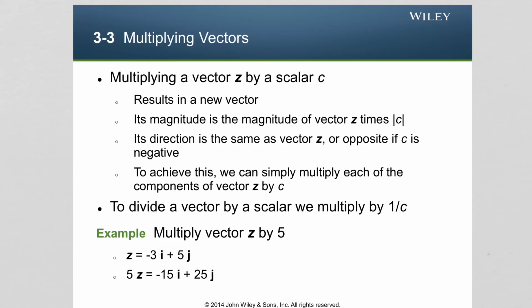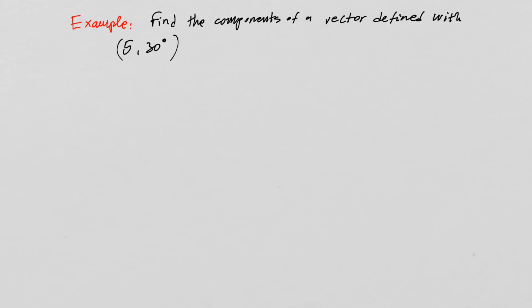Before we move on and talk about multiplication of vector quantities, let's give a few examples of polar coordinate representation, rectangular coordinate representation, and also addition of vectors by components. Let's find the components of a vector defined with 5 and 30 degrees. So magnitude of 5 and orientation 30 degrees with respect to the positive x-axis. So let's first sketch this situation in two-dimensional coordinate system.